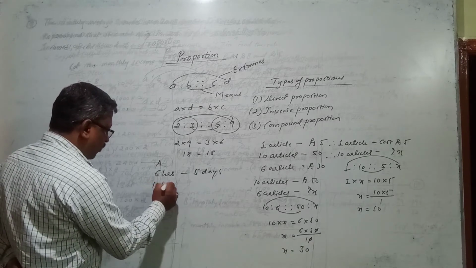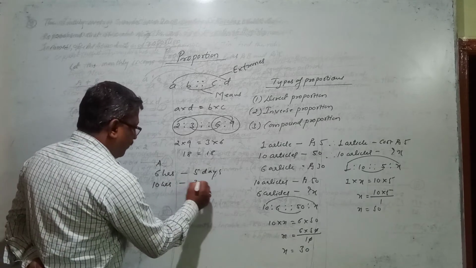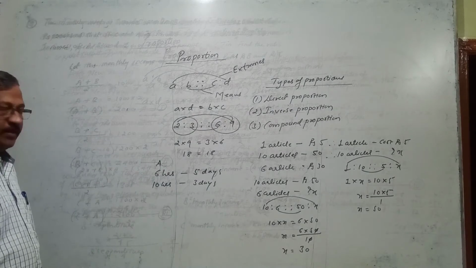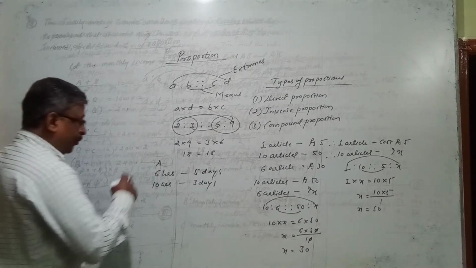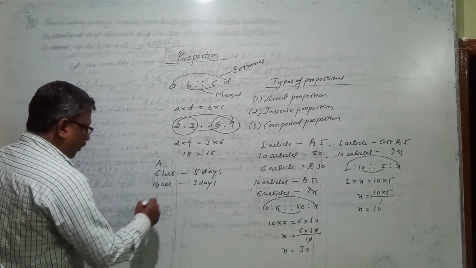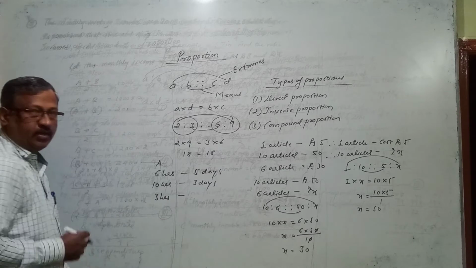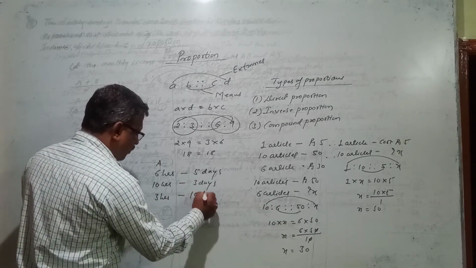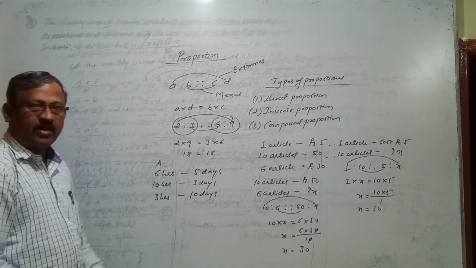Or instead of working 6 hours, suppose he works for 10 hours. So how many days are required? 3 days are required to complete that work. Or suppose he works 3 hours daily, so to complete the same piece of work, it takes him how many days? 10 days. Right? This is the example.